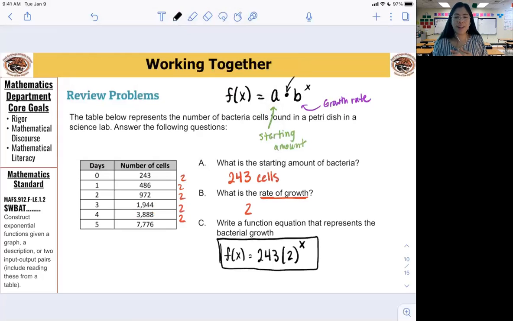Samantha's like, oh, y equals mx plus b is easy for me. You're special, Samantha. Most people do not like linear functions.